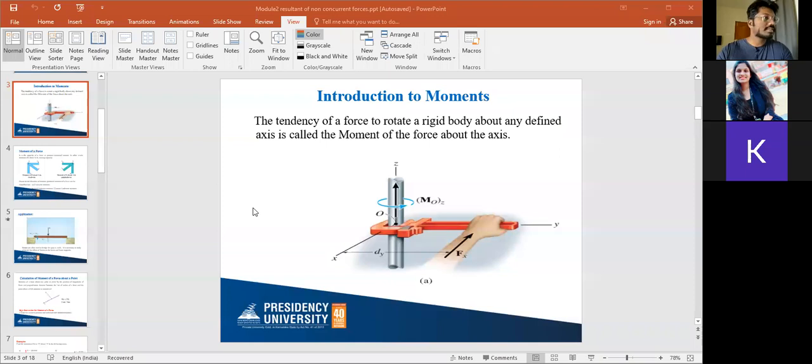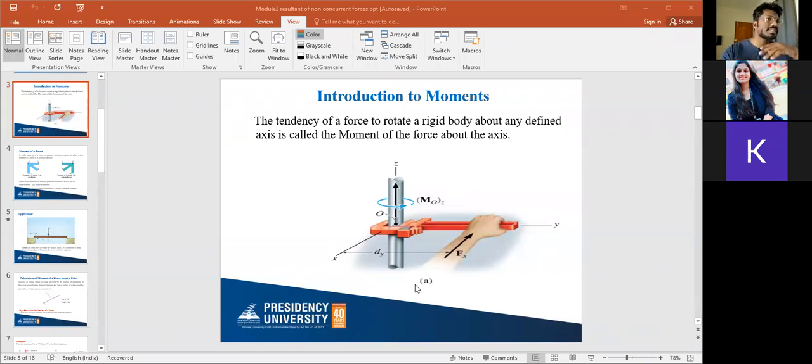In the last class, we were at the introduction to moments. I mean, we finished the concept of moments. We know what a moment is. It's a tendency of a force to rotate a rigid body. It's basically when a force is being applied at a distance which is exactly perpendicular to the force being applied. At a point of axis, there will be a rotatory motion happening.